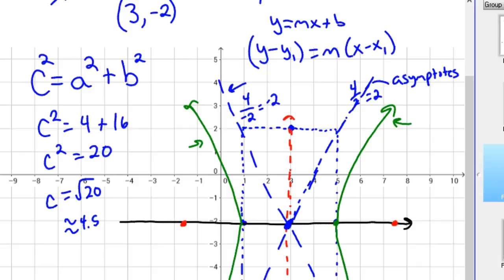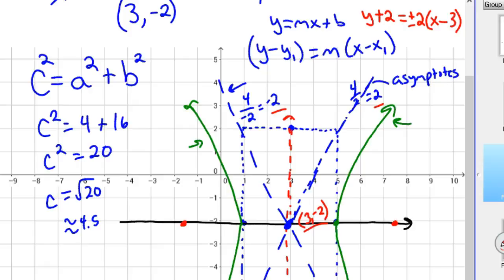So we can find that equation really quickly by plugging in our point. This point is our center. We have that. That's 3 comma negative 2. So we're going to plug in 3, negative 2 and our two slopes, which are plus or minus 2. So our equation of our asymptotes, and you can combine it into one sentence here, but it'd be y plus 2, because it's a negative 2, equals our slopes, which are either plus or minus 2, and then x minus 3.